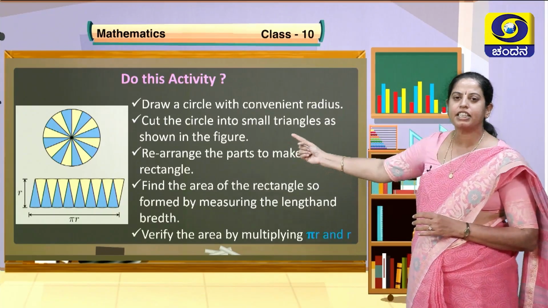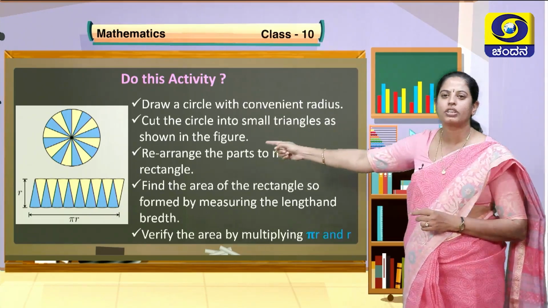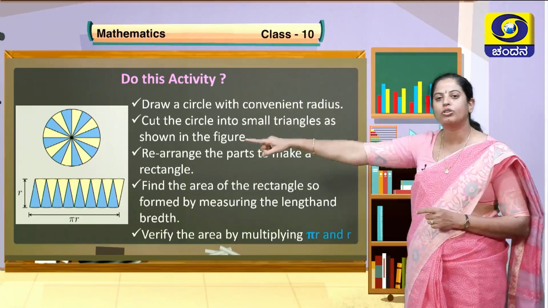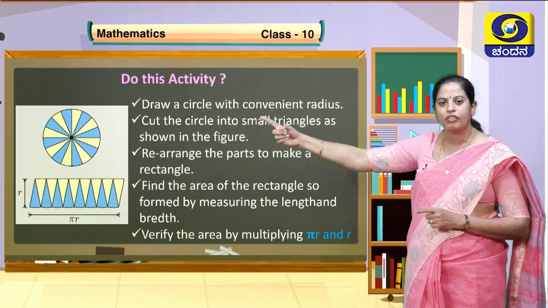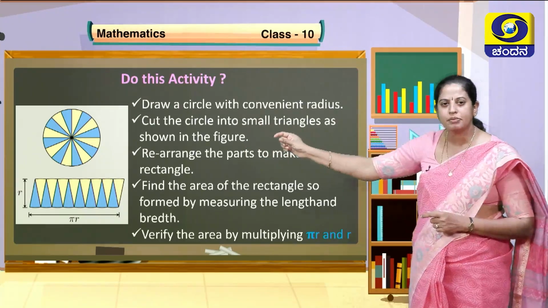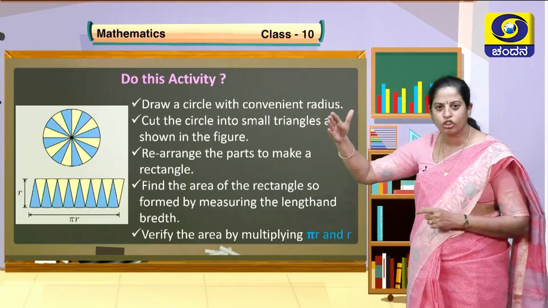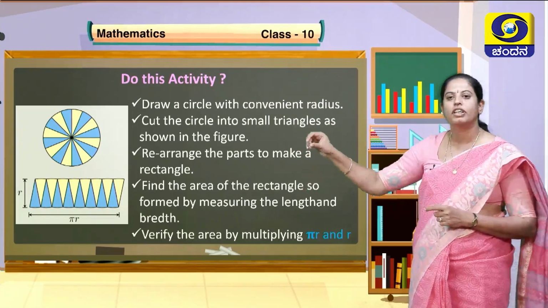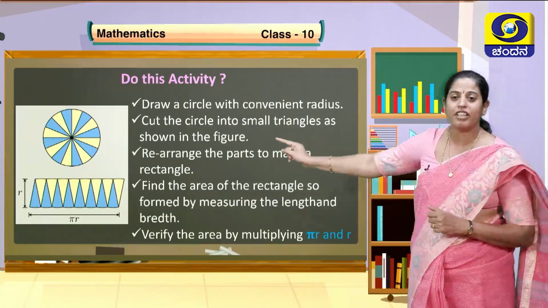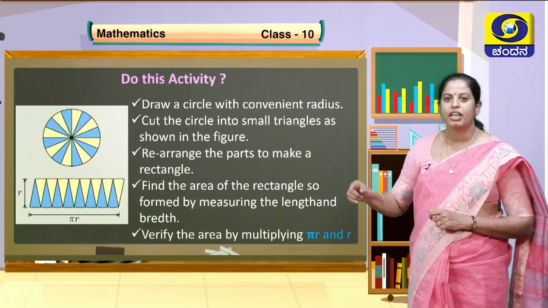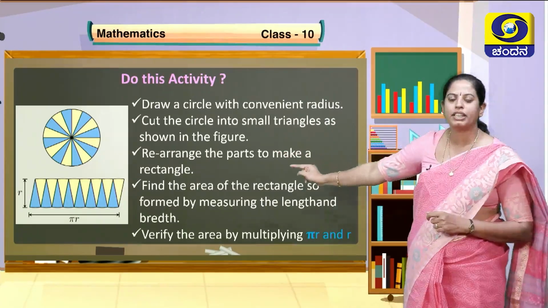Cut the circle into small triangles as shown in the figure. I have shown how to cut the triangles. So you have to cut the circle into small triangles. If you draw the diameters, you will get the small triangles. See that the triangles are of equal size. Okay. Rearrange the parts to make a rectangle.